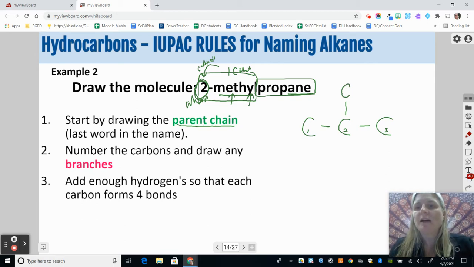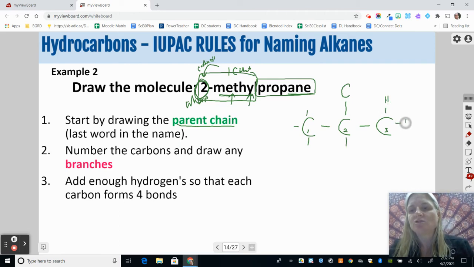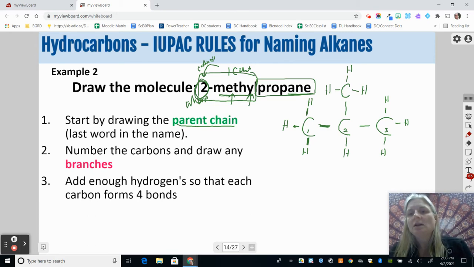Now that's all I've got. So that means all the rest of the bonds for each carbon, because every carbon has to have 4 bonds, are filled up by hydrogens. So the last step is you go back and make sure every carbon is filled up with 4 bonds. If it already has a bond to the carbon beside it, that counts as 1 bond. So you add hydrogens so that each carbon is filled up with 4 bonds, either to another carbon or to a hydrogen.